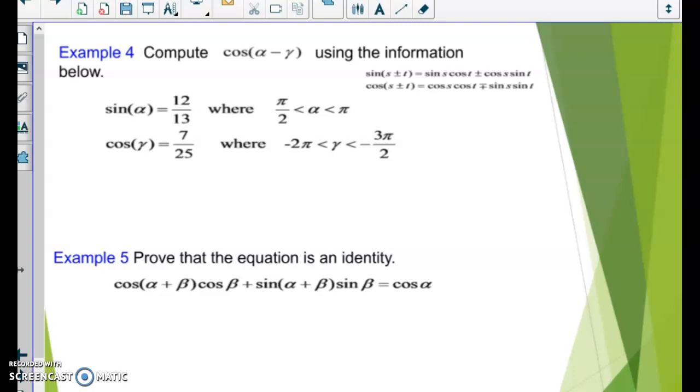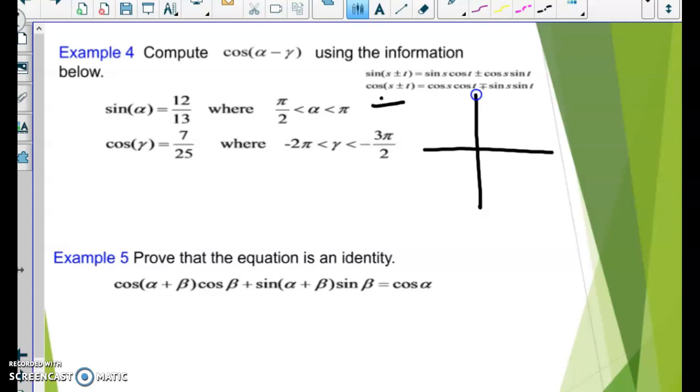So let's continue on 8.1. We are trying to compute what the cosine of those two Greek letters are. And notice that I don't have all the information that I need, because in our cosine formula you need the sine and cosine of each of those. And I only have one of them. So over here I'm going to draw some triangles.